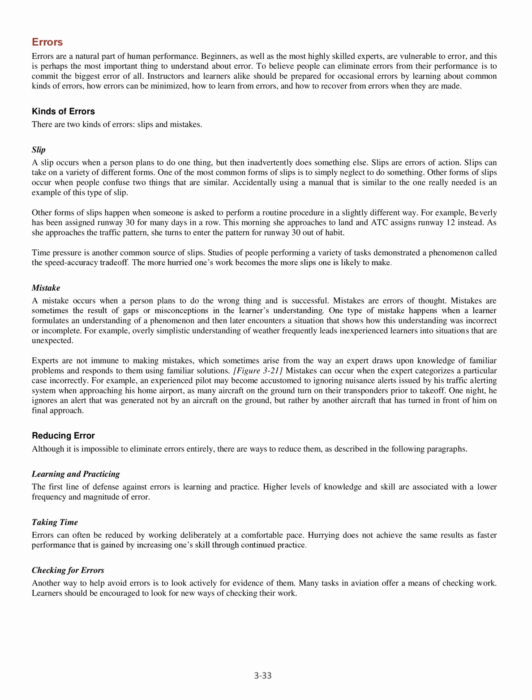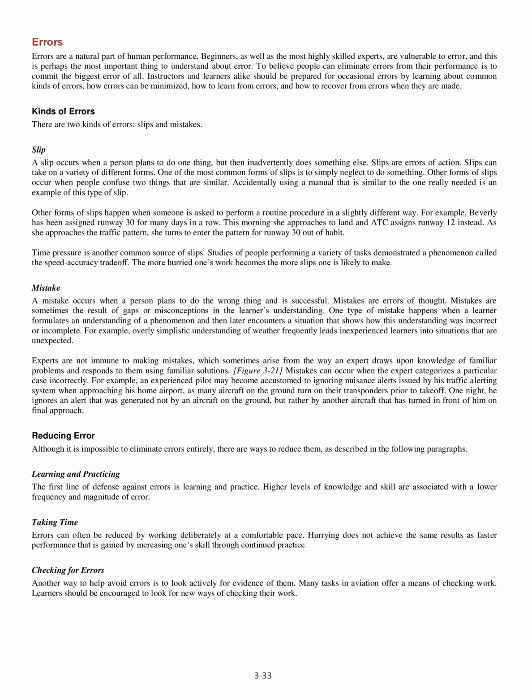Other forms of slips happen when someone is asked to perform a routine procedure in a slightly different way. For example, Beverly has been assigned runway 30 for many days in a row. This morning she approaches to land and ATC assigns runway 12 instead. As she approaches the traffic pattern, she turns to enter the pattern for runway 30 out of habit. Time pressure is another common source of slips. Studies of people performing a variety of tasks demonstrated a phenomenon called the speed-accuracy trade-off. The more hurried one's work becomes, the more slips one is likely to make.